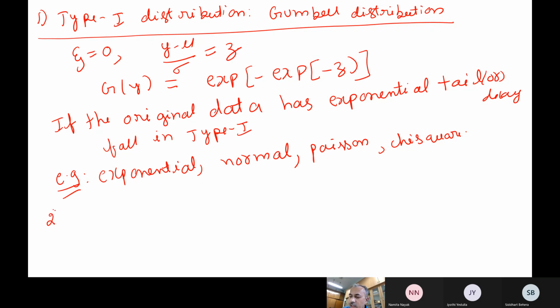Now, if the original data is exponential, you can say that the extreme values will come under the Gumbel distribution. This is the most important thing. Now the second one, where psi is 1 by alpha, which is greater than 0, turns out to be the type 2 distribution.